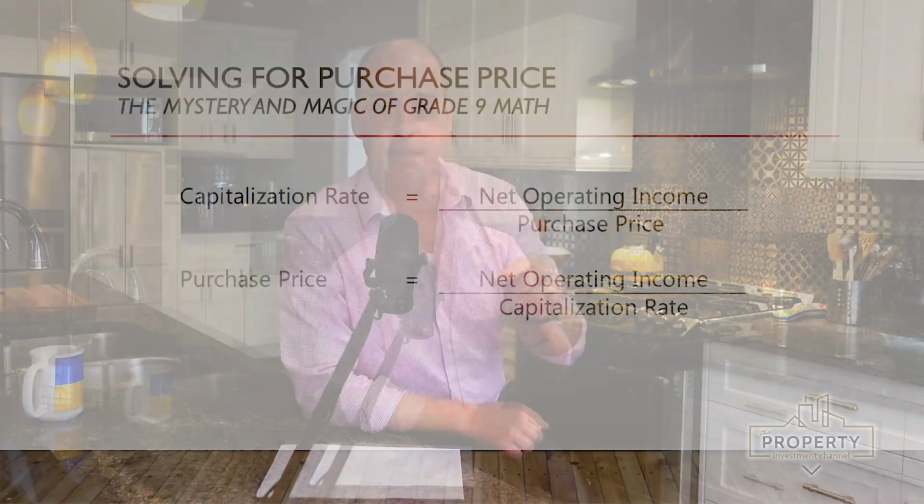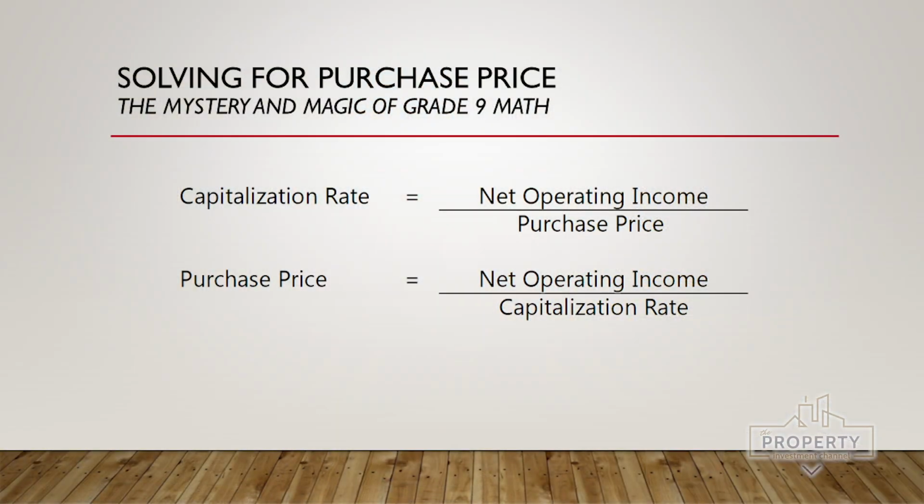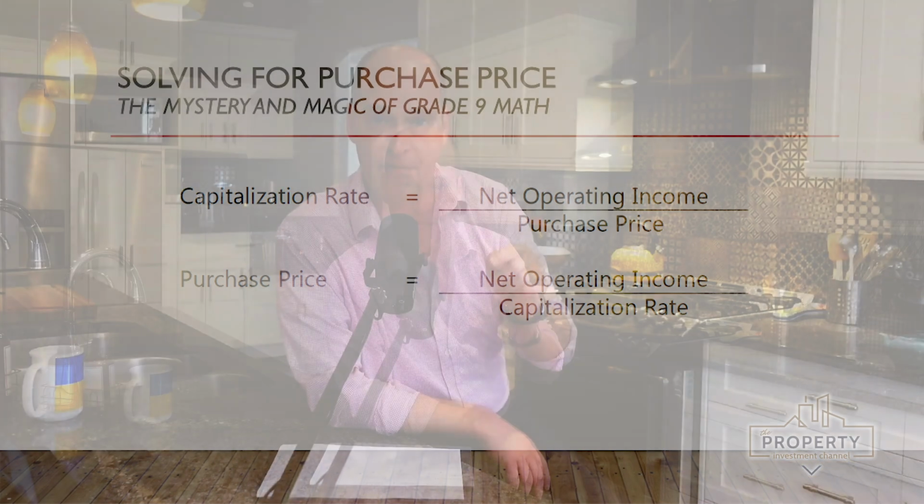Now that we know how to figure out a cap rate, we need to see how it fits in and is used in the income approach. We remember net operating income divided by the purchase price gives us the cap rate. Well, we're looking for the purchase price, so we can't have it in the bottom of that equation. We need to solve for it. Through the mystery and magic of grade 9 math, if that's true, it is also true that the purchase price equals the net operating income divided by the cap rate.